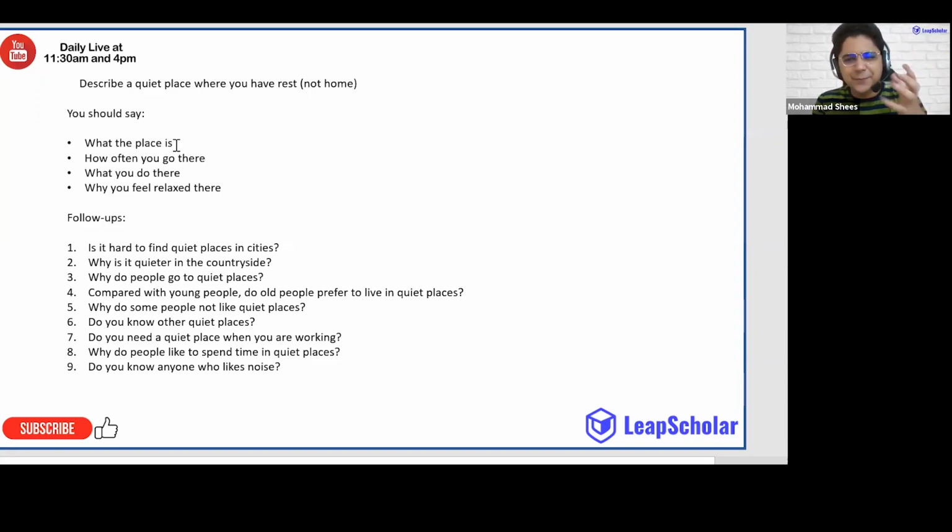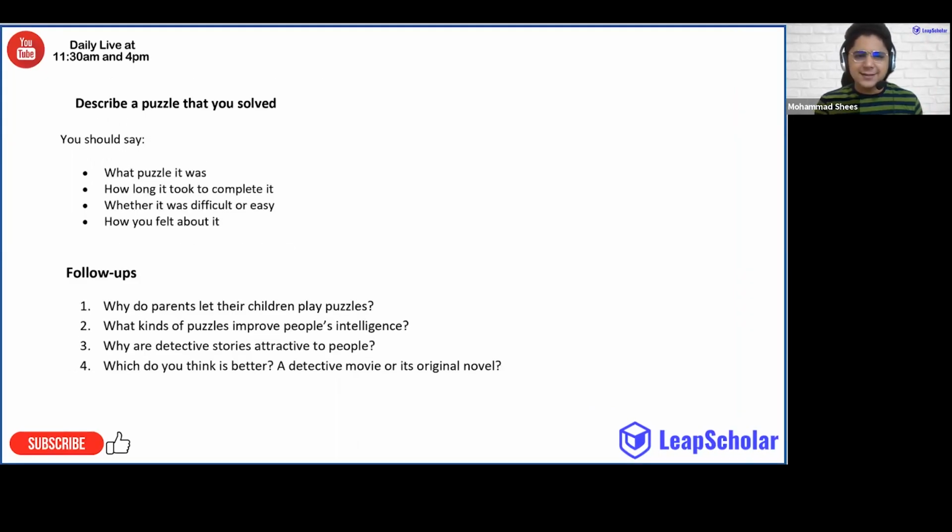How often do you go there? Maybe you go there twice a week. What all do you do there? Describe it in detail. Describe a puzzle that you solved. This might surprise you, but there are different puzzles. For example, I would talk about a Rubik's cube here. So you should think about it.